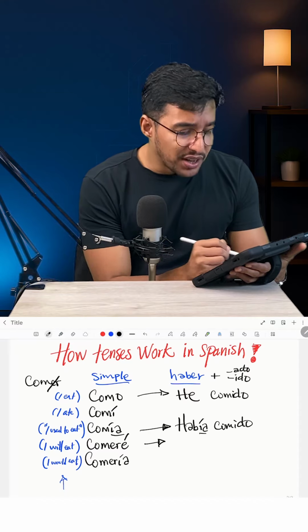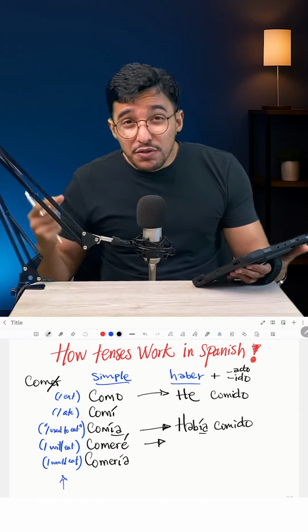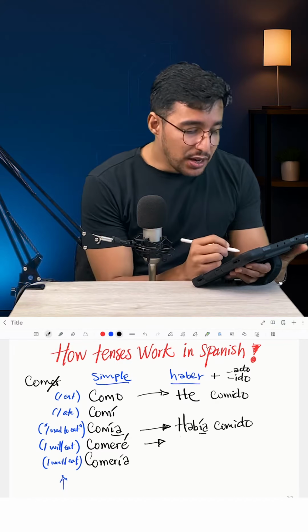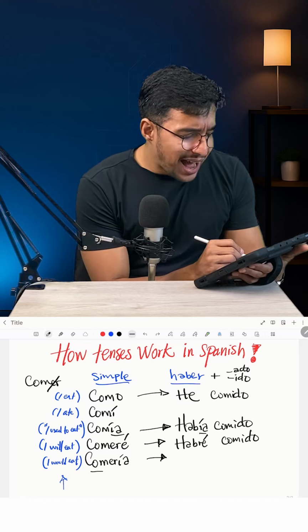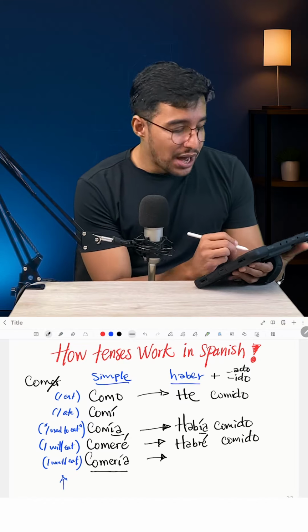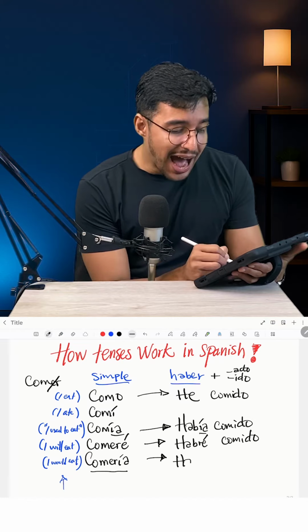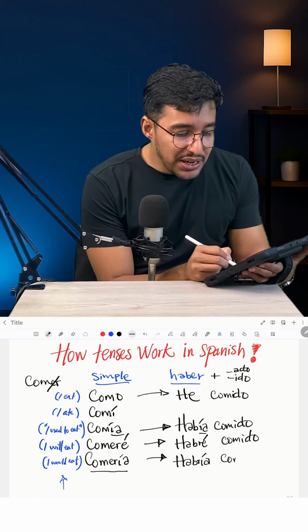Then for the future tense, if you say I will eat, is one verb, comeré. But if you wanna say I will have eaten, it would be habré comido. So take a guess now, how would you say I would have eaten? Comería is I would eat, so I need to use haber in conditional, which is habría. So in order to say I would have eaten, it would be habría comido.